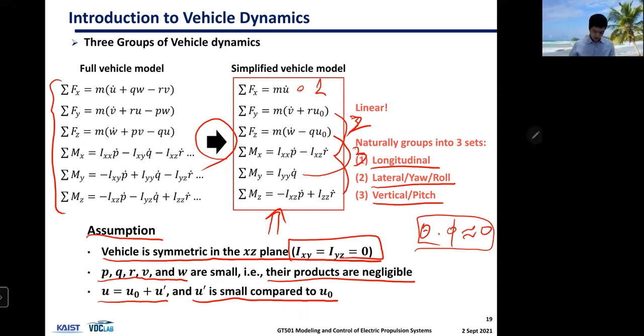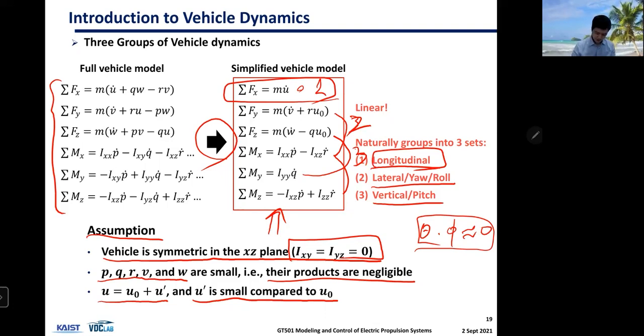So we have 6 simplified vehicle model showing right here. This is it, 3-dimensional space, simplified. But luckily, it still looks pretty big model. But luckily, in this course, we don't really need to handle these equations. All we are interested in is this equation, longitudinal motion, which is good, right?